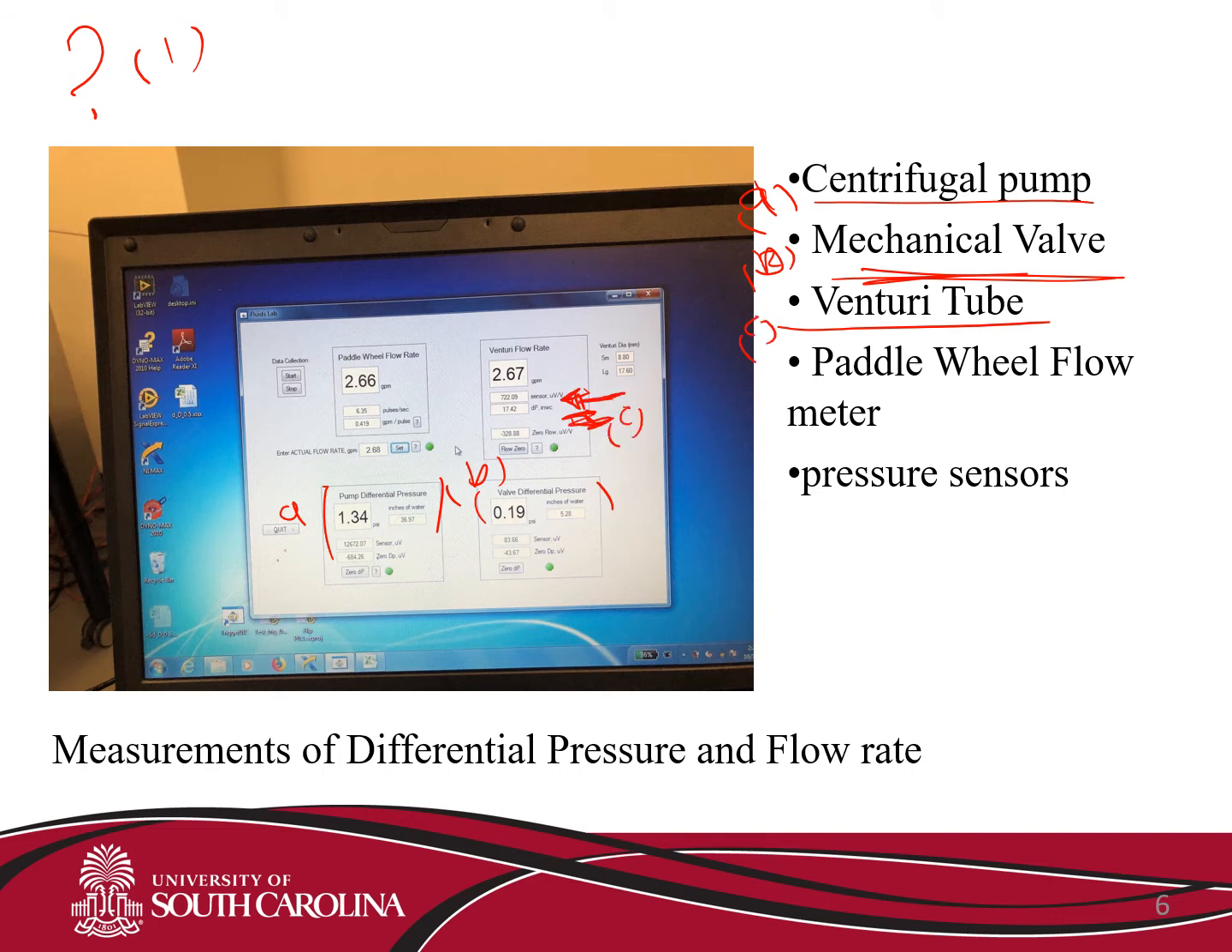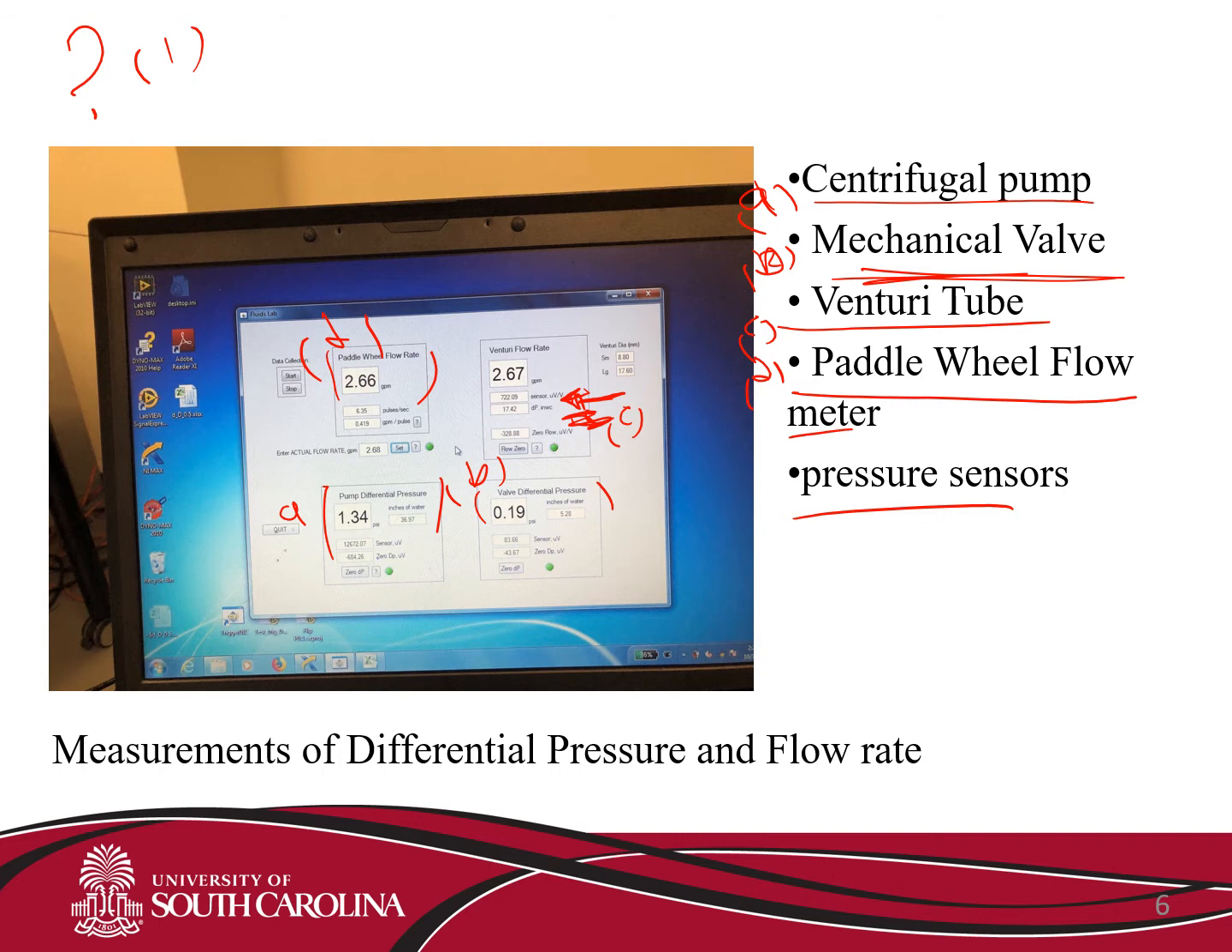Then the Venturi tube, C, the paddle wheel for flow rate, and D, the pressure sensor, which I already explained in the previous slide, I think. So there are 3 sensors for pressure drop.